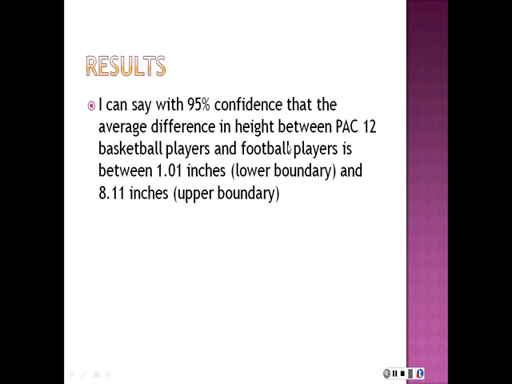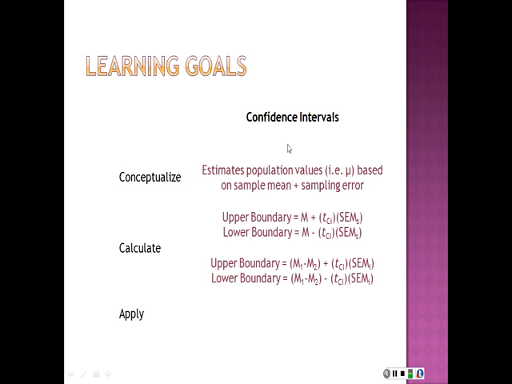So what we've done is we've conceptualized population estimates and population values with confidence intervals. We've discussed calculating confidence intervals for a single sample with the upper boundary and lower boundary, and independent samples and the difference between the samples for the upper boundary and lower boundary. We've also applied that. So what I want you to do is, I've given you a practice problem here.